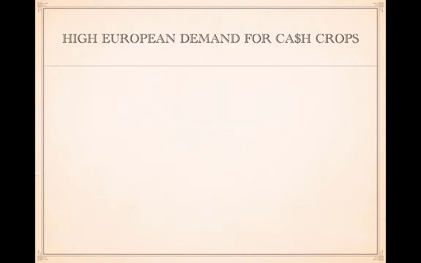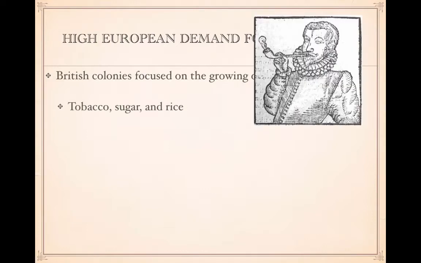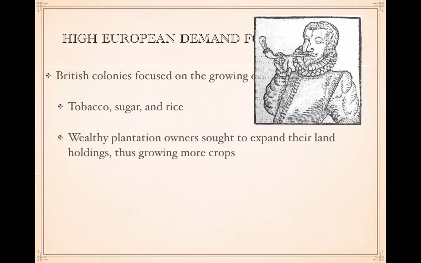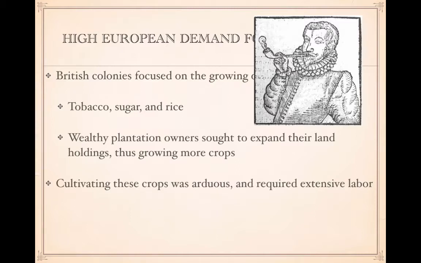So let's talk about this high European demand for cash crops. Well, British colonies focused on the growing of cash crops. That's what a lot of the economy was based on in early colonial America. As I mentioned, you have tobacco, sugar, and rice, tobacco in particular in the Chesapeake. Wealthy plantation owners wanted to expand their land holdings. The more land they had, the more cash crops they could grow, the more cash they could make. And this is a cycle that would keep perpetuating itself over and over.